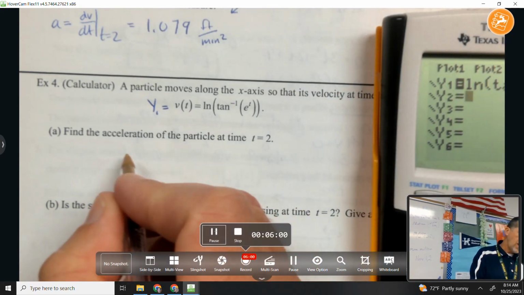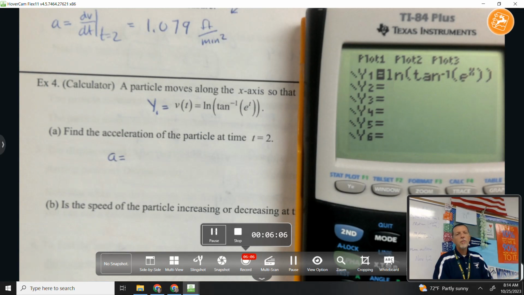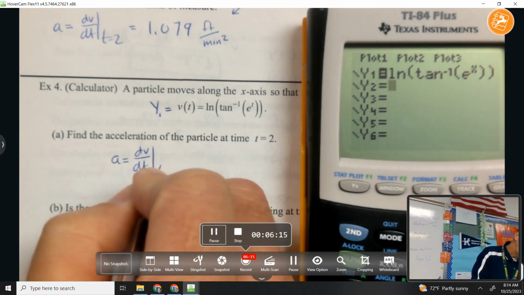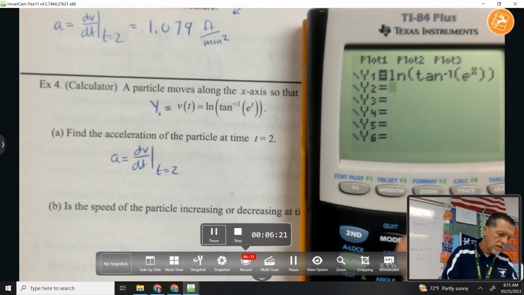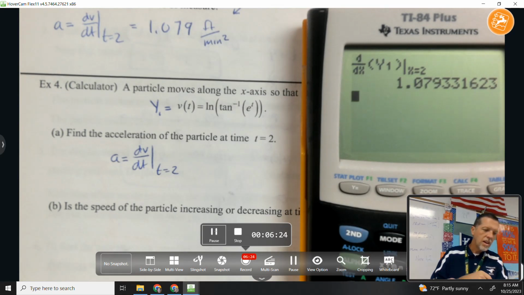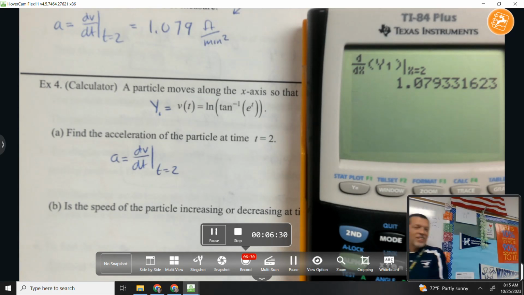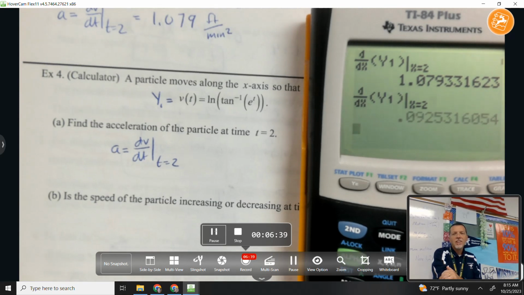Okay, part A, find the acceleration. Okay, if I have velocity and I want acceleration, how do I find it? Take the derivative. So I want dv dt at time equals 2. Actually, you don't even have to change anything because that's the same. I mean, that's not the answer, that's the answer from the previous one. But if you go do it again, it's exactly the same command. It's just y1 has changed. Good. 0.093.